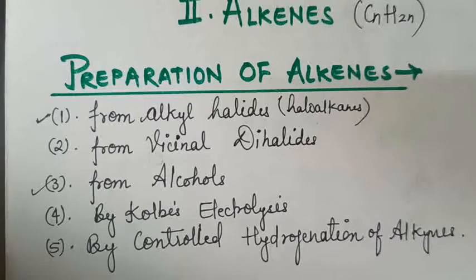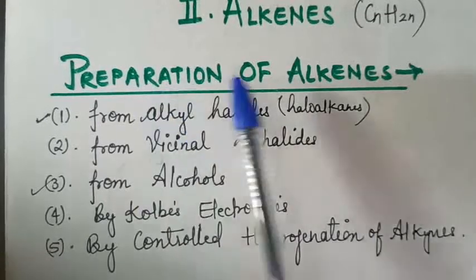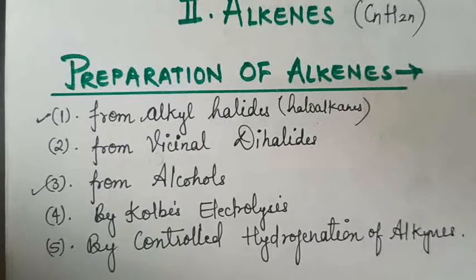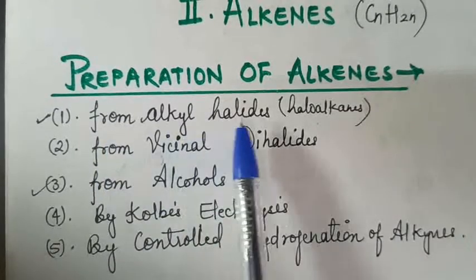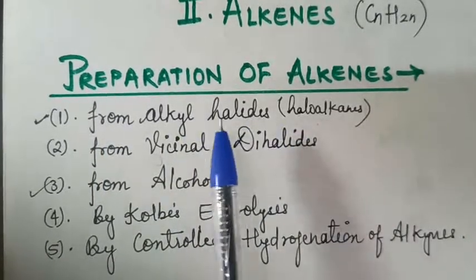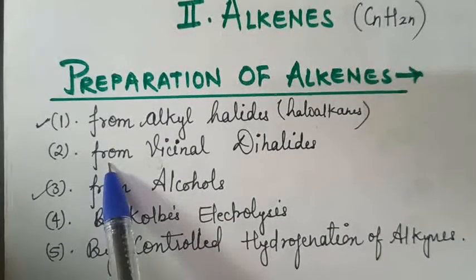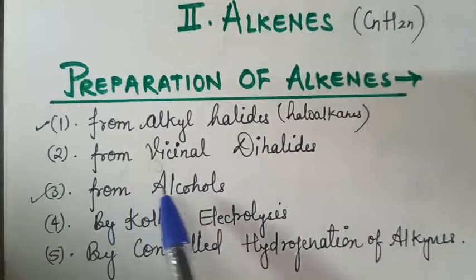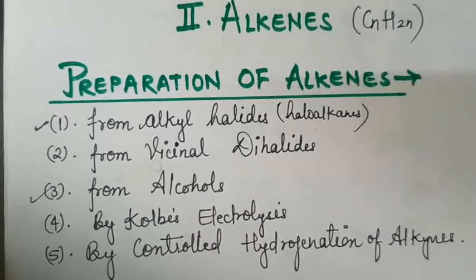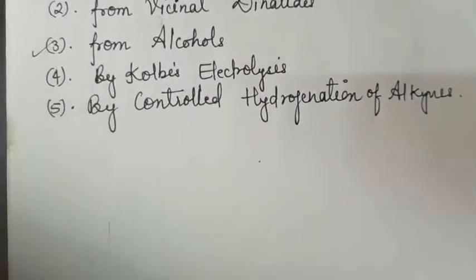Hello children, now in continuation to preparation of alkenes, the first video you have already seen, that is from alkyl halides, where we have studied the beta elimination reaction, which is also called dehydrohalogenation, in the previous video. Now here we will start with the second method, that is from vicinal dihalide and from alcohols. We will cover these two methods of preparation of alkenes in this video.